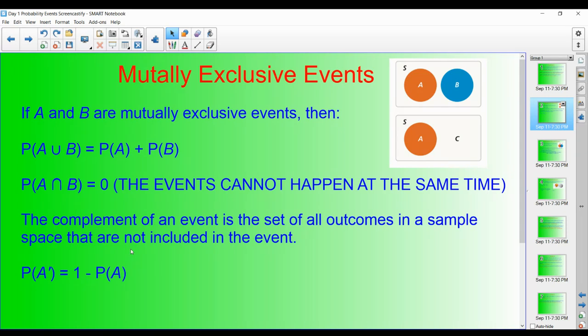And then the complement is saying the not event, so everything else except that event. So if we think about the last example where the event was roll a 3 or a 5, the complement of that is roll anything but a 3 or a 5. So a 1, a 2, a 4, or a 6. So all of the other possibilities.